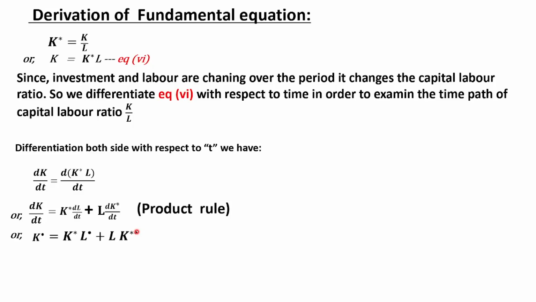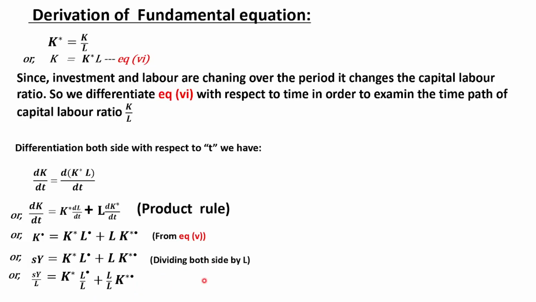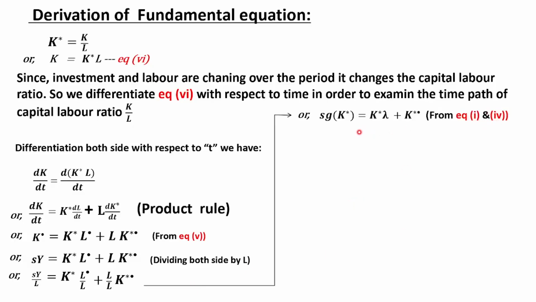For simplification, let's convert dK upon dt into K dot, dL upon dt into L dot, and dk asterisk upon dt into k asterisk dot. From equation 5, let's substitute K dot with sY. So we get these equations. Let's divide both sides by labor, then we get these equations. Now substituting from equations 1 and 4, and finally rearranging, we get equation 7, which is the fundamental equation of the Solow-Swan model.